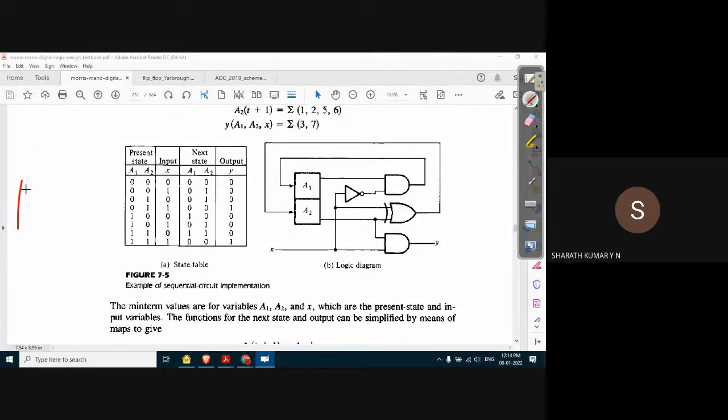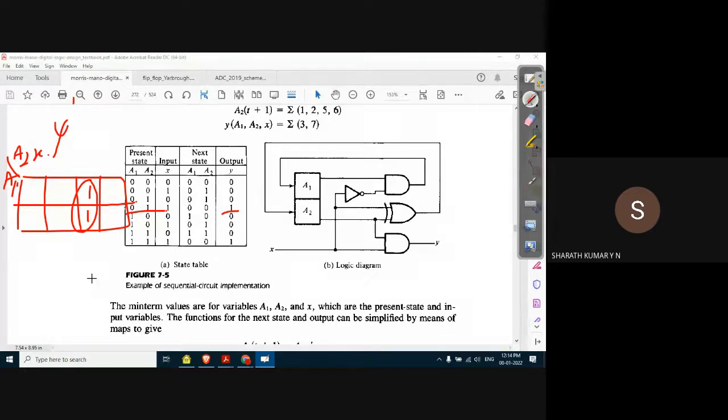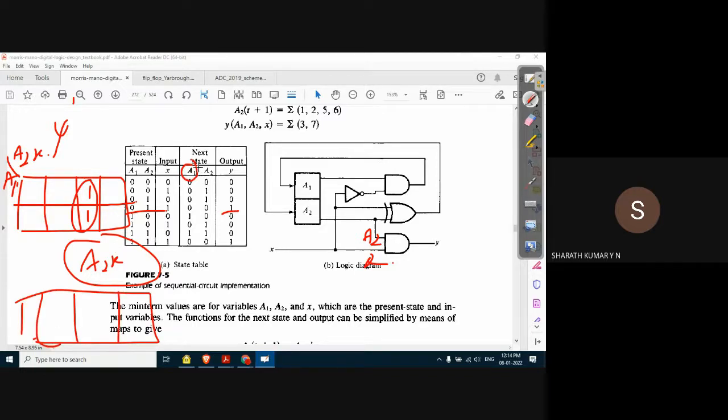The K-map is a 3 variable function now. First we have to design for Y, with A1, A2 and X. Y is 1 for min terms 3 and 7. Grouping these, we get the expression A2 and X, so it becomes the AND operation of A2 and X. Similarly for A1, take one more K-map and simplify for A1. Similarly for A2.